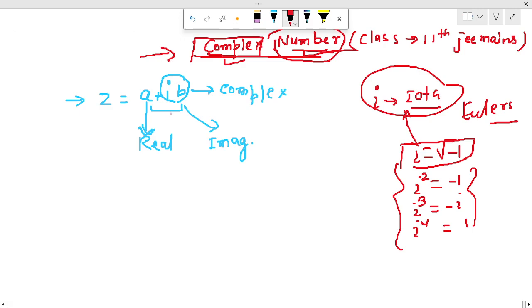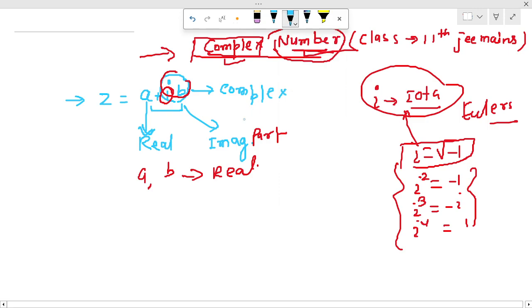So students, you now have a small understanding of this number called iota. The iota part is called the imaginary part, but this part, only a and b, is called the real part. I hope you understand.